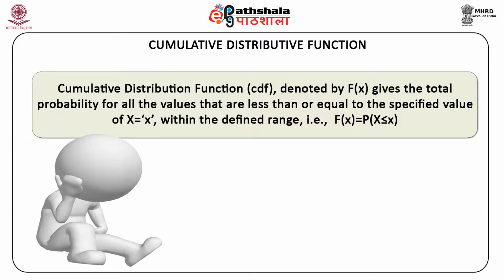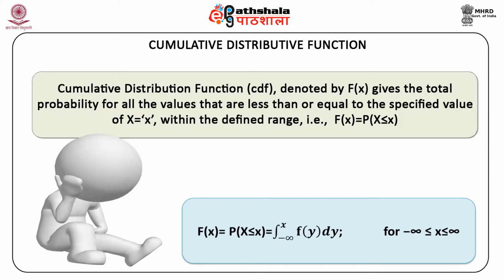For a continuous random variable, it is obtained by integrating the PDF between minus infinity and the specified value of x. So F(x) is equal to the probability that big X is less than or equal to small x, which is equal to the integral from minus infinity to x of f(y) dy, for x between minus infinity and plus infinity.